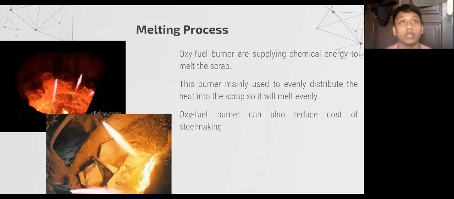Because if we use the arc, it will mainly melt only the scrap that is below the arc. The oxy-fuel burner can also reduce the cost of steel making, because using an oxy-fuel burner is cheaper than adding electrodes. So if we want to increase the efficiency, there are two options: increasing the number of electrodes used, or adding another alternative method to melt the scrap. So the oxy-fuel burner is one of the best options to increase the efficiency of steel making in an electric arc furnace.